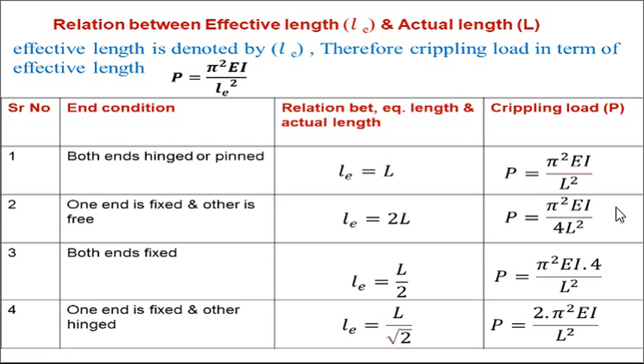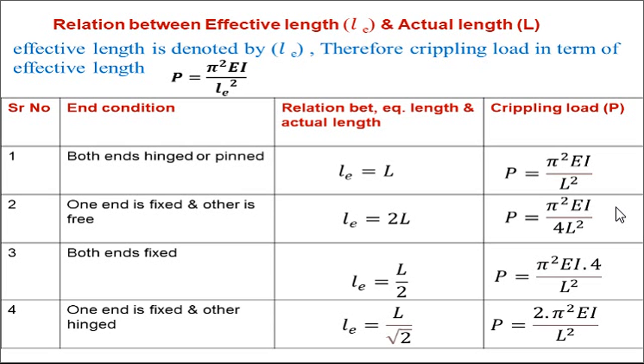Fourth case, or fourth end condition, is one end fixed and the other end hinged. In that case, the effective length is equal to L by root 2. So if you put that LE value, L by root 2, in the above crippling load formula, your crippling load P is equal to 2 pi square EI divided by L square.